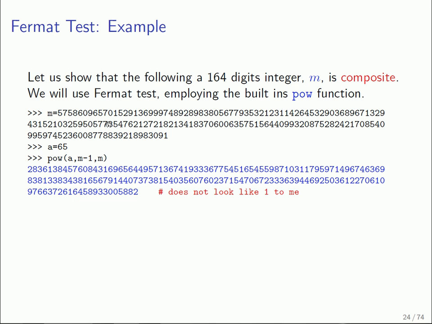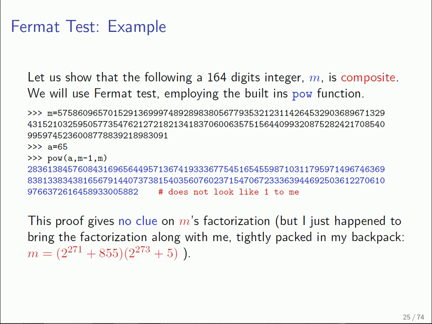Okay, this is some slightly bigger example. It's a number m which is 164 digits long. So it's a longer number. You see it here. And I chose something, I don't know, A this time. I chose 65, and obviously this raised to that is not 1, so it's not a prime. But the proof doesn't give any clue of the factorization. I happen to construct this m as a product of two large primes, but just because I know it. If I didn't know it, this would not help me. This also shows you that you can test primality without knowing anything about the factors, which is a bit counterintuitive, right?